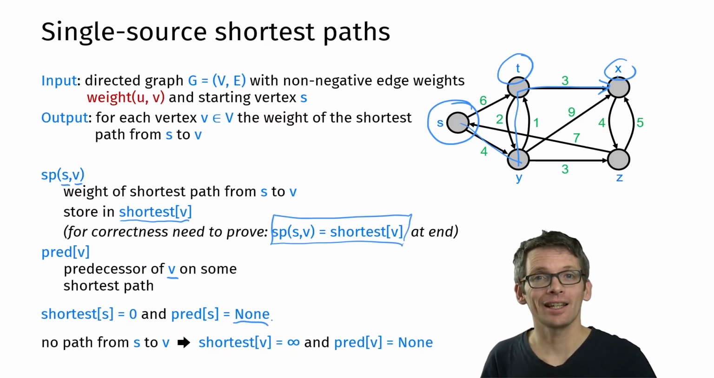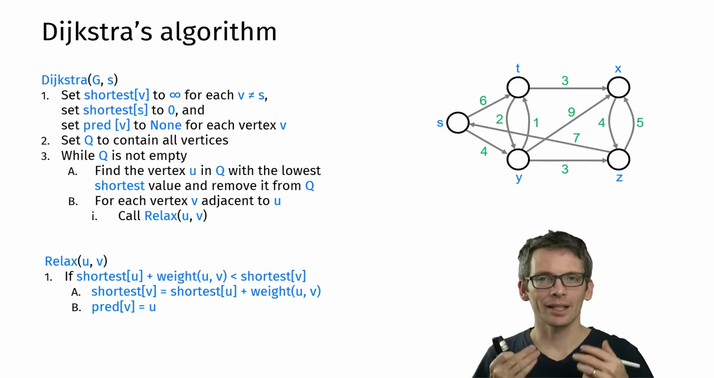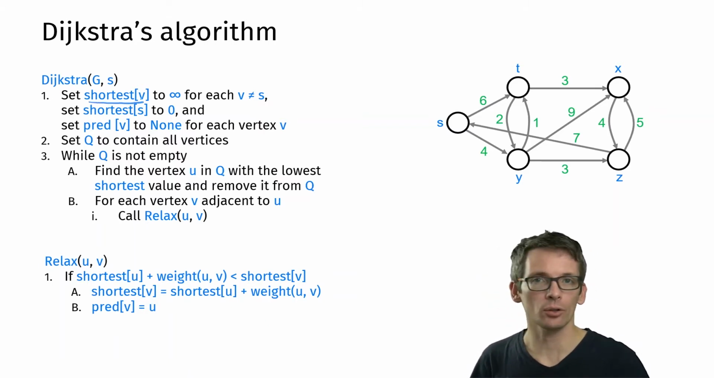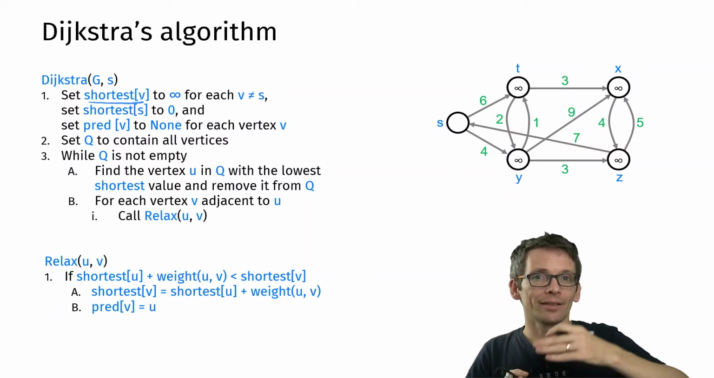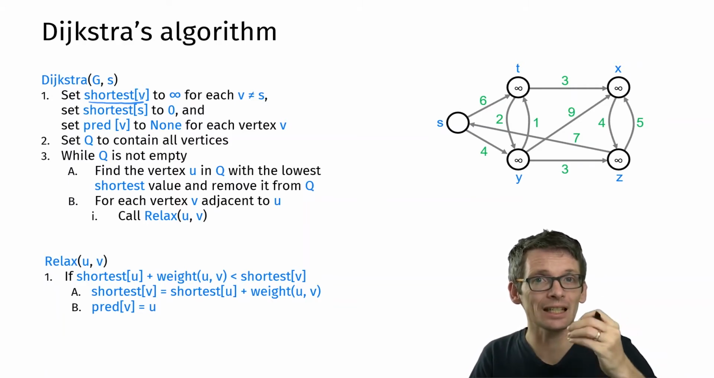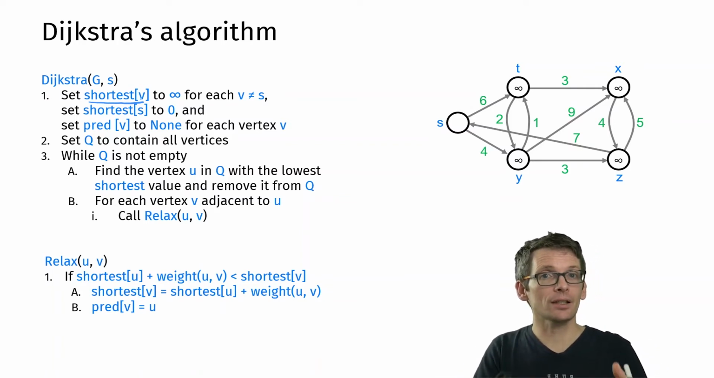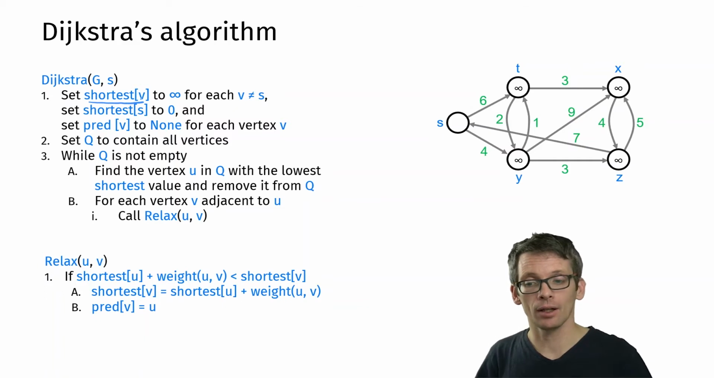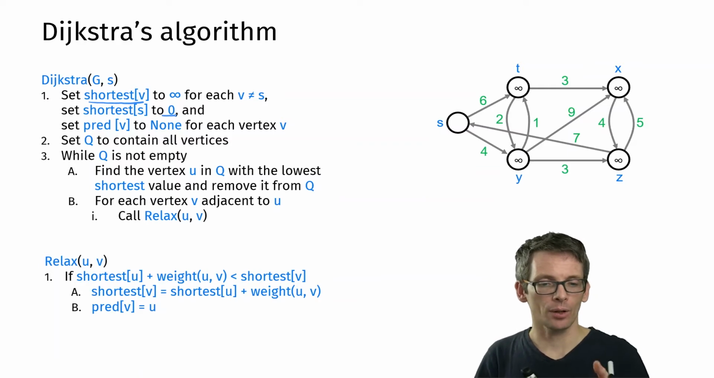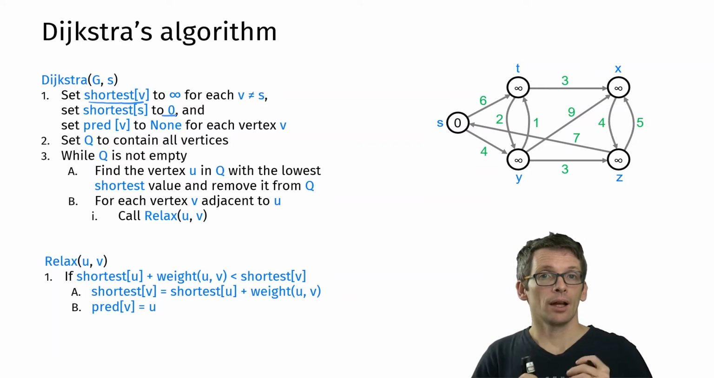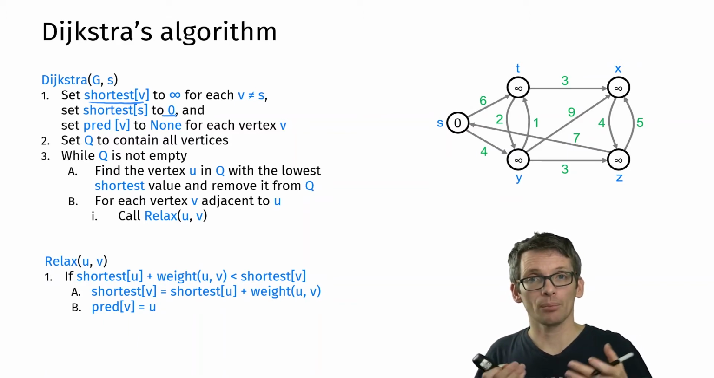So let's see Dijkstra's algorithm, and I'm going to show it by this example. We start by setting all of the shortest values, so shortest of v, to infinity. And that corresponds to the distances to those vertices, at least the distances that we currently know about. And because we haven't explored any path yet, the best distance that we know about is infinity, except for S, because S is simply reachable by itself using the empty path. So S gets a 0, and all of the predecessors, those we set to none, because so far we don't know about any predecessors yet.